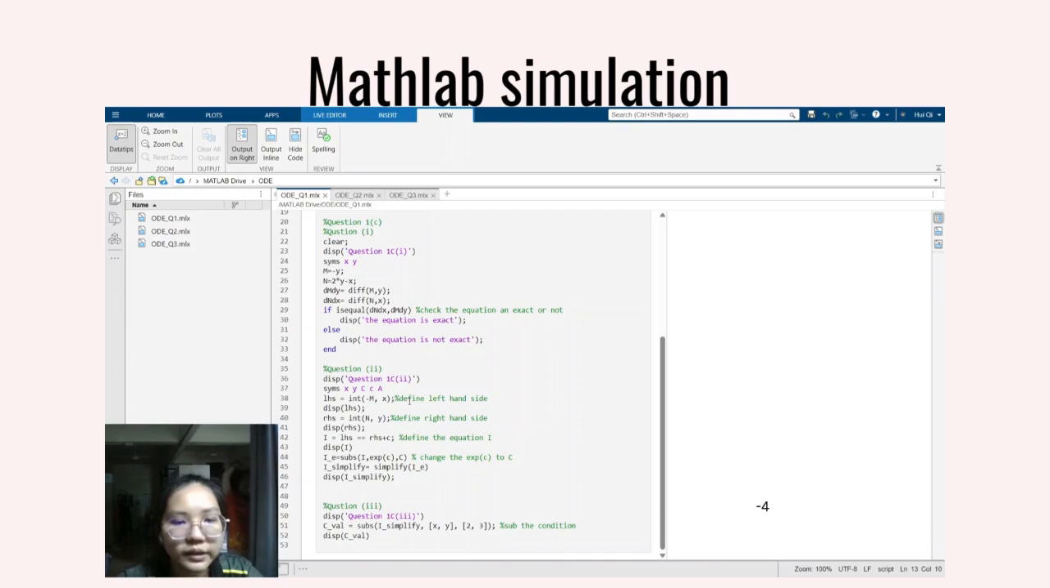For question 1c2, the left-hand side is defined by integrating M, and the right-hand side is defined as integrating y. Integrate y, and then integrate x.